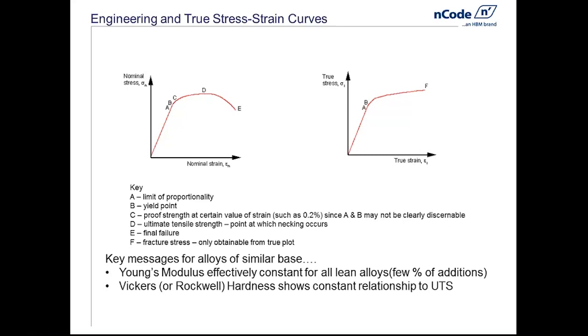The other figure on there is one that we live by, which is the ultimate tensile strength, which in engineering terms is the maximum stress it'll experience. It's the point at which necking occurs, and that's the point where the material starts to slim down as the final failure location is determined in the tensile test. E then, of course, is the final failure.